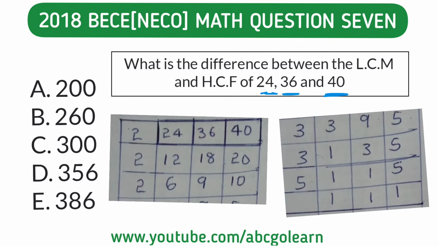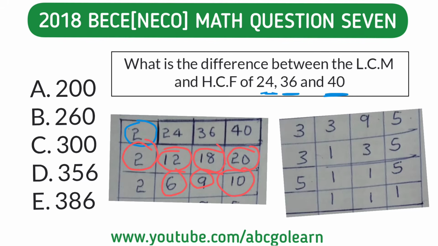Let's start by dividing by 2. Dividing all through by 2 would give us 12. If you divide 24 by 2, you get 12. Divide 36 by 2, you would get 18. 40 by 2, you would get 20. Now the next thing is for us to use another number that goes into all these numbers. If you use 2 here, you would get 6, you would get 9, and if you divide 20 by 2, you would get 10 as well.